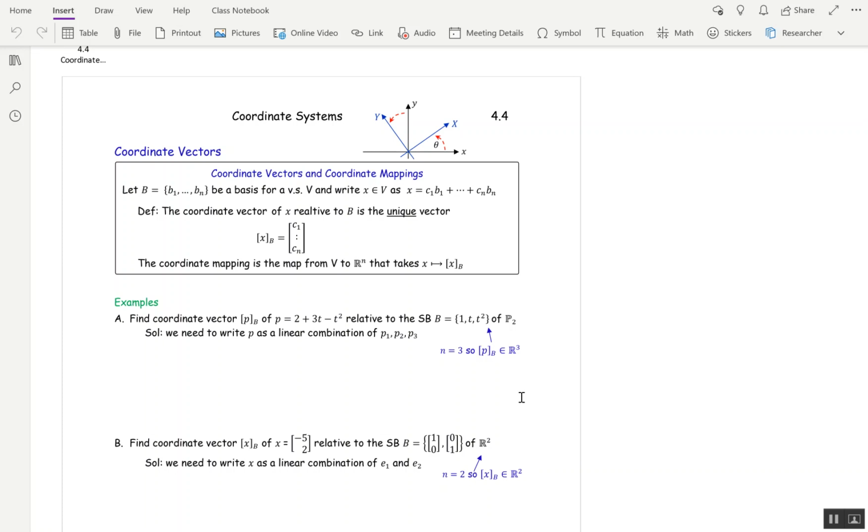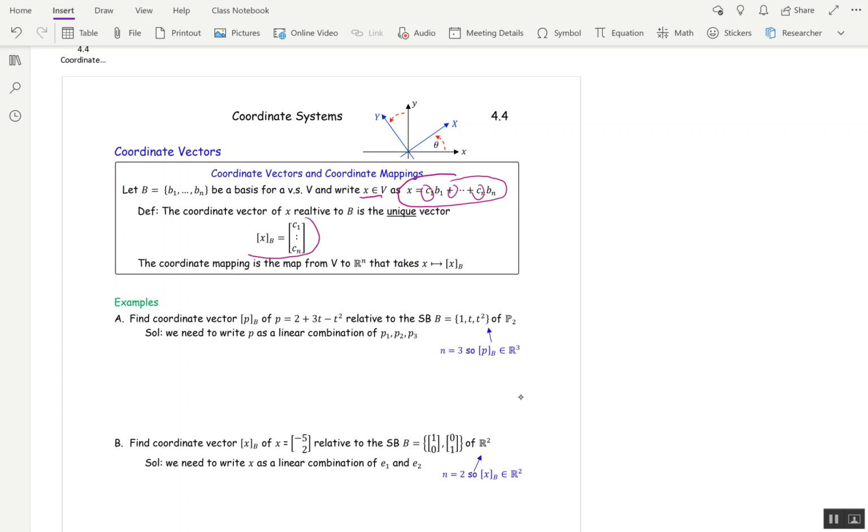You take a basis for a vector space, and if you have a basis, every vector in the vector space can be written uniquely as c1 b1 plus ... cn bn. So you can write every vector as a linear combination of your basis vectors. The coordinate vector is simply the vector of coefficients, the c1, the c2 through the cn.